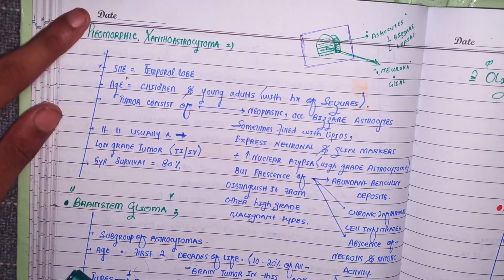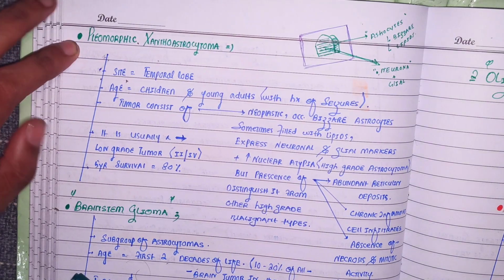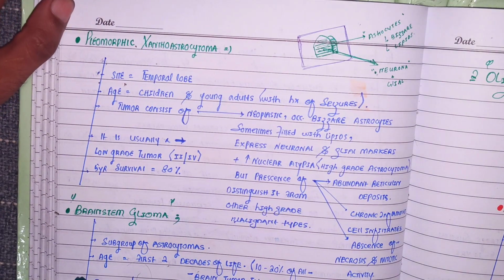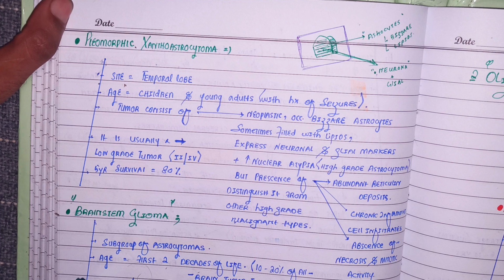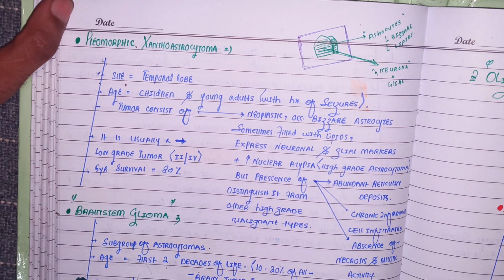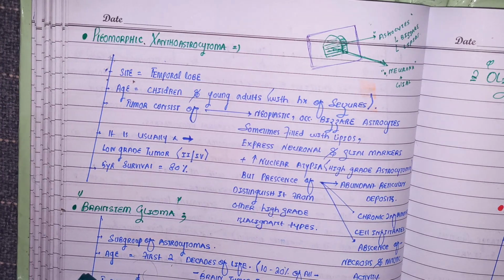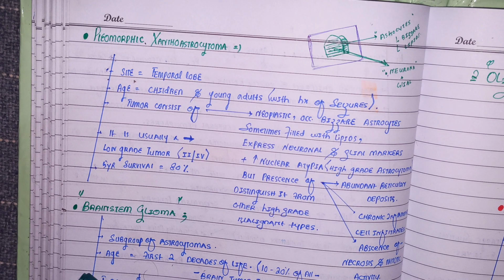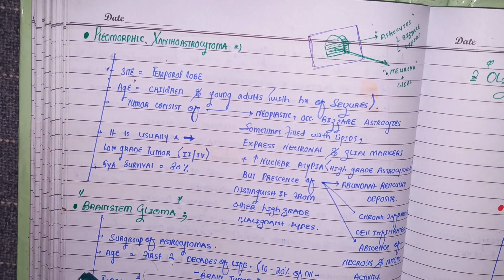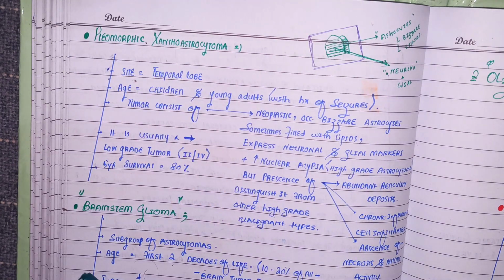So, if this is showing nuclear atypia, you must be thinking that because it is showing nuclear atypia, it must be a high grade astrocytoma. Then how will you distinguish this tumor from the actual high grade astrocytoma, which, if you remember from the previous videos, is the glioblastoma? How will you differentiate between the high grade astrocytoma, that is the glioblastoma, and this one? By the presence of these structures in the pleomorphic xanthoastrocytoma.